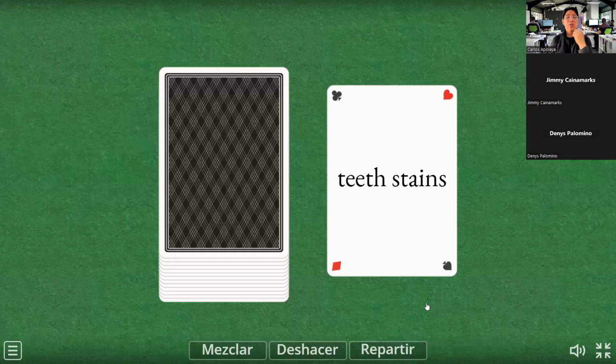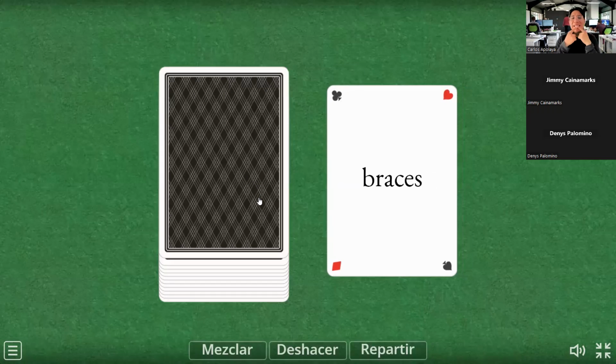The teeth stain, do you know what the teeth stains are? For example, when you drink coffee, then you have teeth stains. Yes, this is the teeth stain, when your teeth are dark. The braces. Brackets? In English, it's not common to say brackets. We say braces.